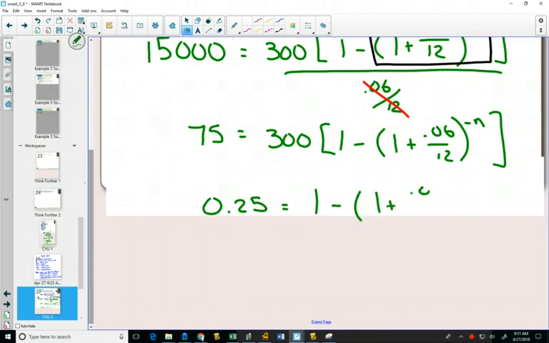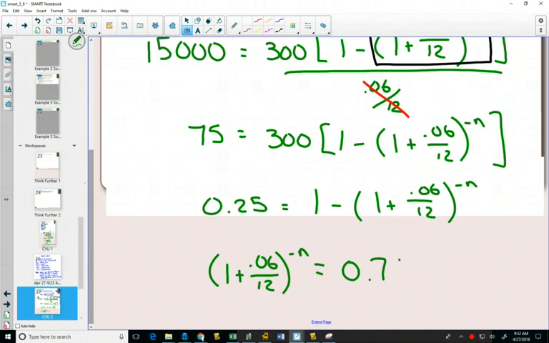Now I don't need those square brackets anymore. What if you like the square brackets? You can have them there for a bit. Now I could subtract the 1 on both sides. Are you okay if I do this? I move that negative over to this side because I'm going to want that power to be positive in the end. And I move the 0.25 over to this side. Okay? Because I want to get the power by itself.